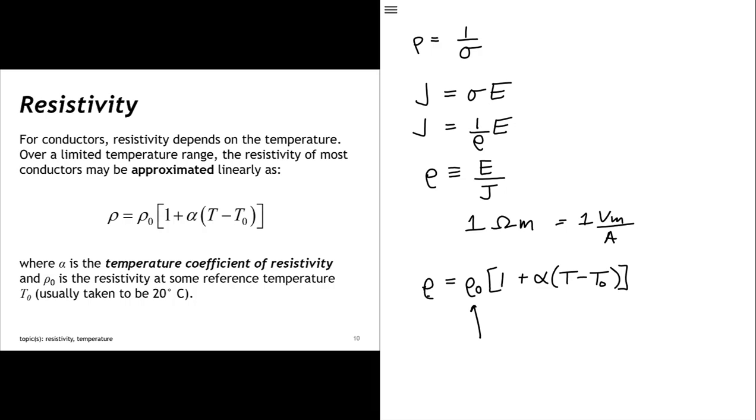And again, rho naught, alpha, our temperature coefficient of resistivity, and T naught all correspond to some reference temperature. If you change your reference temperature, then you will have a different value of rho naught and a different value of alpha, the temperature coefficient of resistivity. But typically, this is just taken to be 20 degrees Celsius.